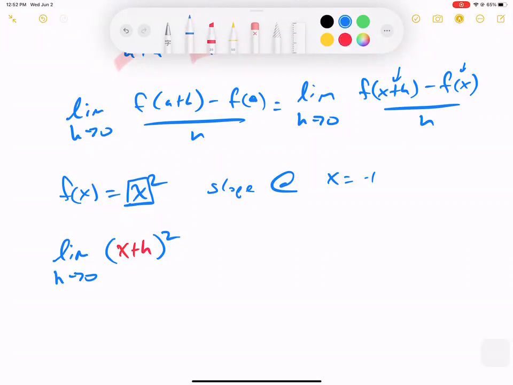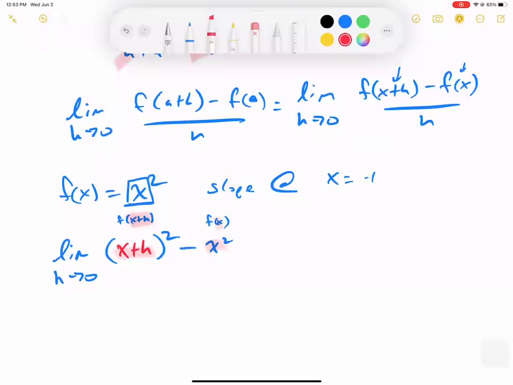Minus f of x. Well, isn't f of x just my original x squared equation? And this is f of x plus h. And this is usually where the kids get super confused. They're like, what are you doing? I am just replacing x's for my upgraded version and my original version.